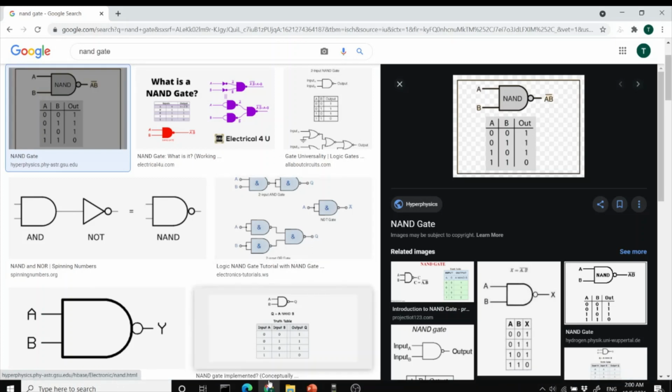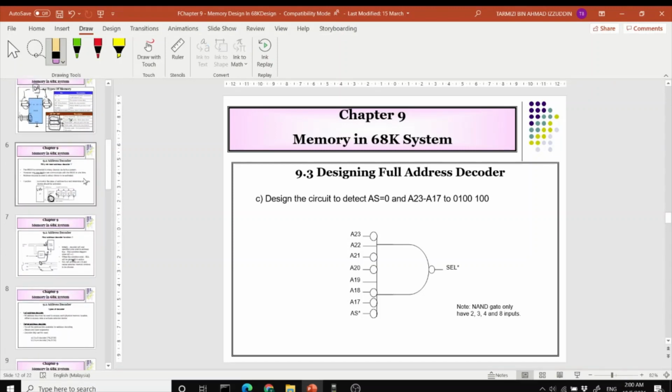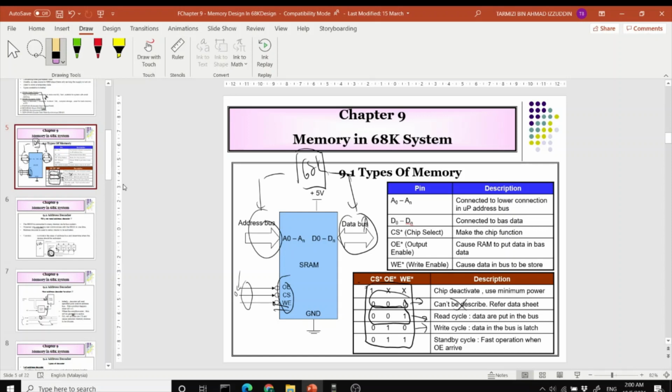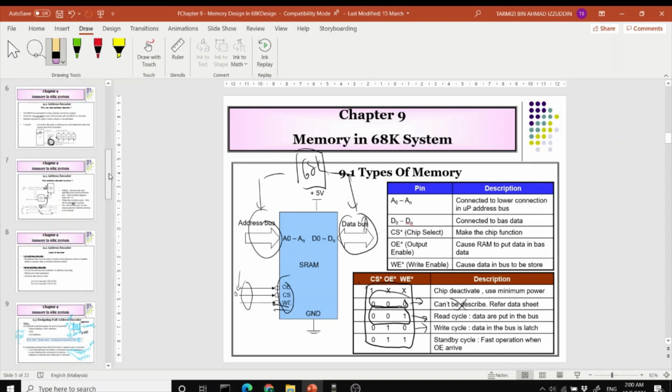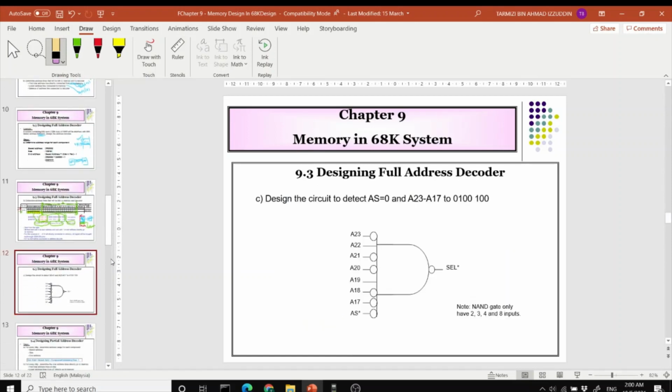Okay, so remember, why do we need 0? You might ask yourself, why do we need 0 over here? Again, as I mentioned earlier, the chip select pin needs to be 0 in order for you to make the chip function. You need to put the chip select to 0 in order for the memory to function.